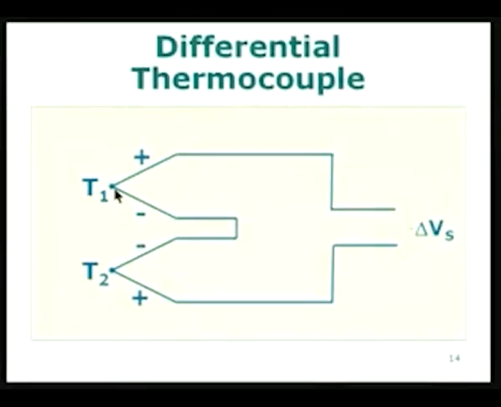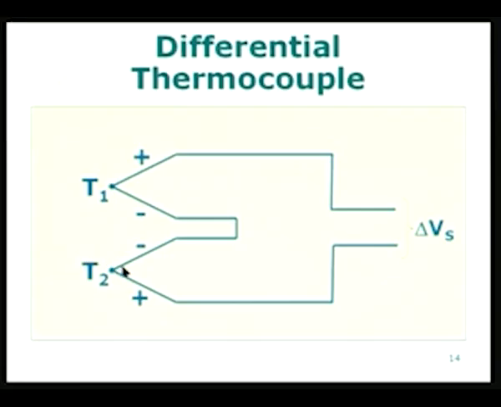So, I have two junctions, one at temperature T1, the other junction at temperature T2 instead of the reference temperature. I am not using a reference temperature here. I am using two junctions, one at a higher temperature and the other one at a lower temperature. So, plus minus, and this minus is coming here and then plus. So, between the two plus wires I am going to measure the output, and this will be the output due to the temperature difference between the junctions T1 and T2.